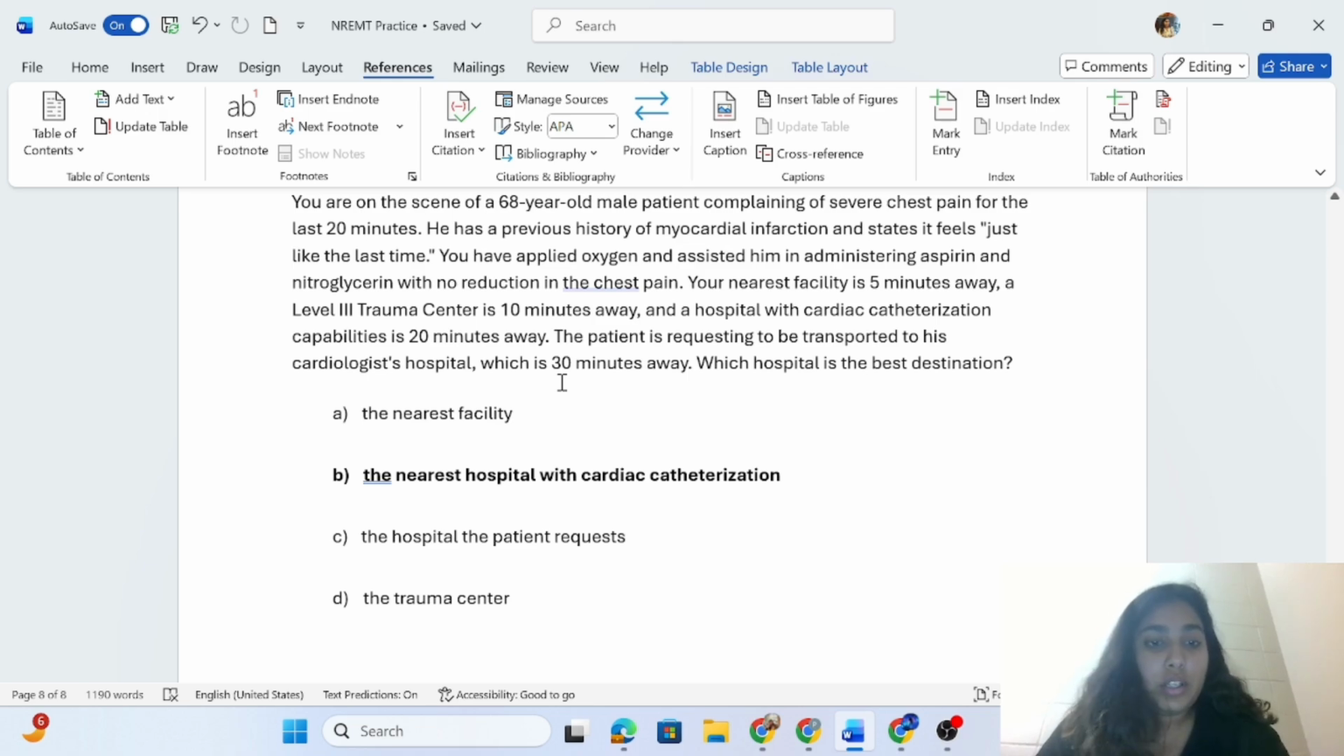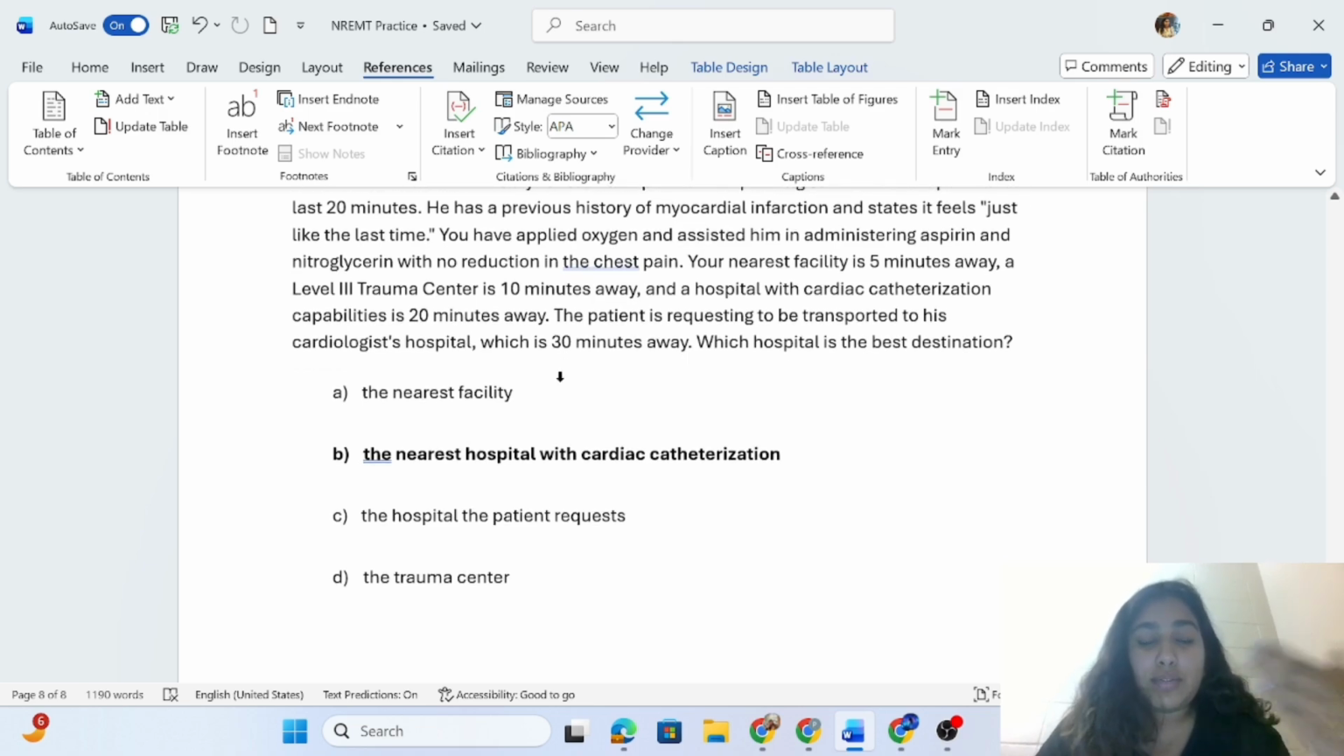What will you do? So if I would be in the position, and if you are in the position, what you should do is go to the nearest hospital that has cardiac facilities, like cardiac catheterization. So his cardiologist hospital is 30 minutes away, but the cardiac catheterization is 20 minutes away. So there's a good 10 minutes gap in between. If it was 30 minutes and another one was 28 or 25 minutes, I would still be like, okay, fine, we can go to his cardiologist because he knows the history and all that.